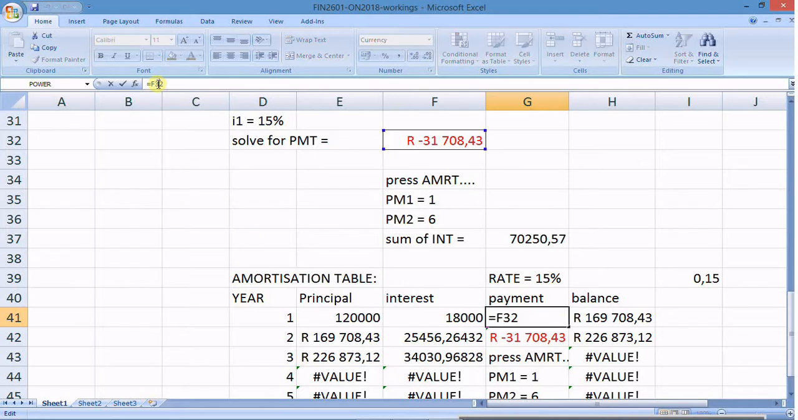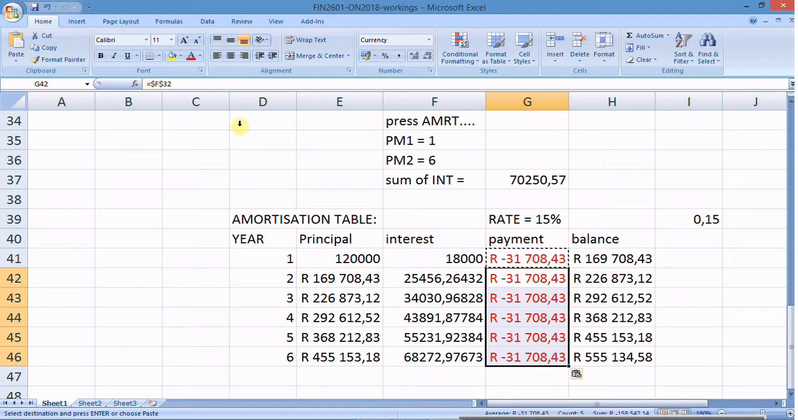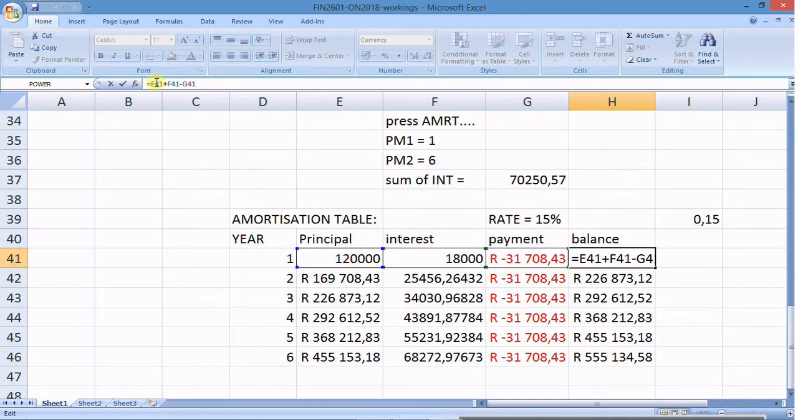We need to fix that. Okay. Alright, so does that work out? That's the principal, that's the interest, 15%. That's the payment. Oh, minus, not plus. What am I doing here? I'm adding. Let's just check. Principal plus interest minus balance. That is right. I am minusing. Okay.